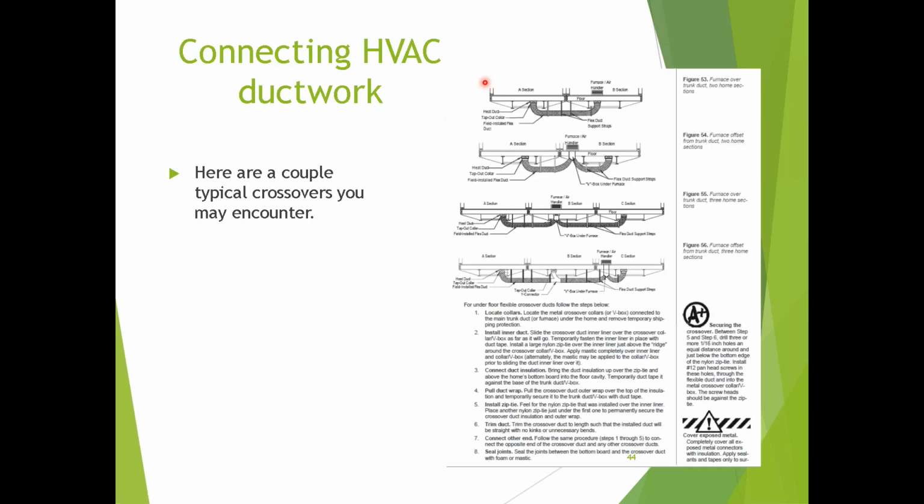A couple examples of typical crossovers. You've got a main trunk on this side and a main trunk on this side, and some people refer to this as an elephant trunk with a flex line that goes from side to side. You just don't want that laying on the ground though. You want to strap it up, keep it up off the ground so it doesn't draw moisture.